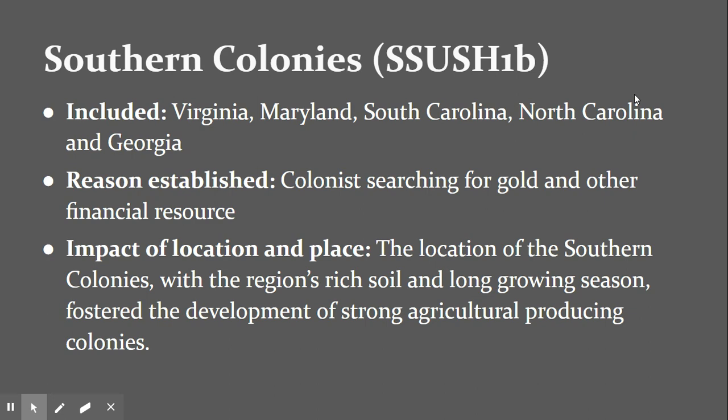Instead, the location of the southern colonies is going to give us rich soil, long growing seasons, and it fostered the development of a strong agricultural producing colony, meaning that we can grow cotton, we can grow tobacco, we can grow indigo, we can grow rice.